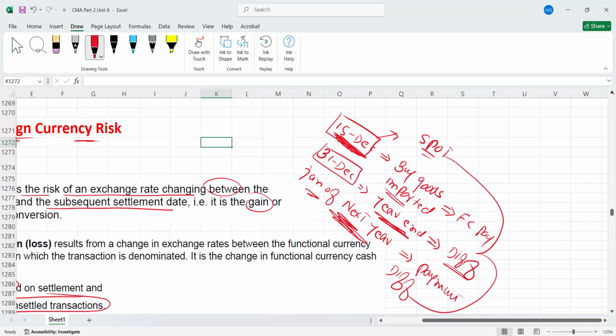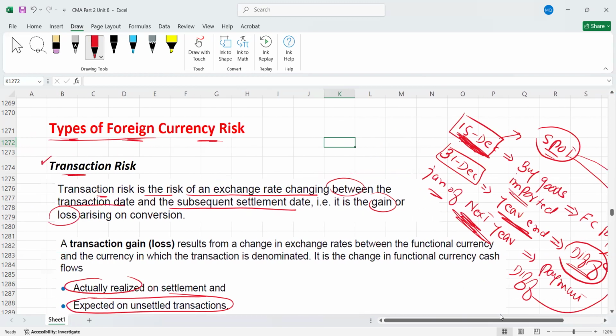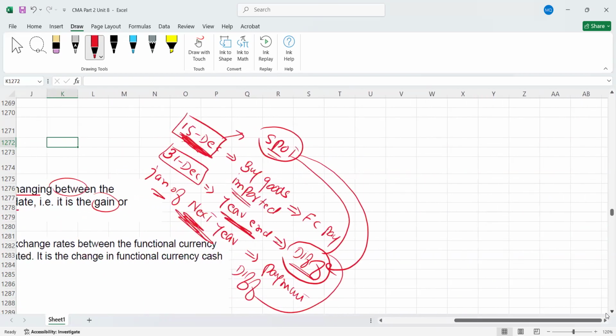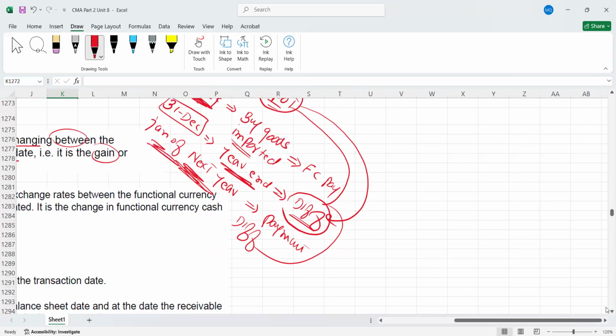So if you take the difference between this exchange rate and the rate prevailing at the end of the year, this will give you the gain or loss on the unsettled transaction, because this transaction is not settled by the end of the year, right? But you will have a gain or loss on settled transactions on the settlement. For example, if you are sitting in January, when you have to make the actual payments, whatever gain or loss you get on that day is called gain or loss on settled transaction.